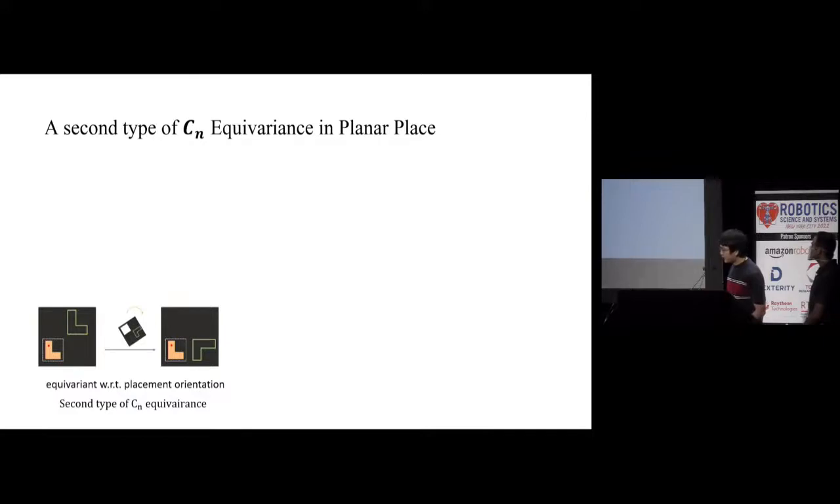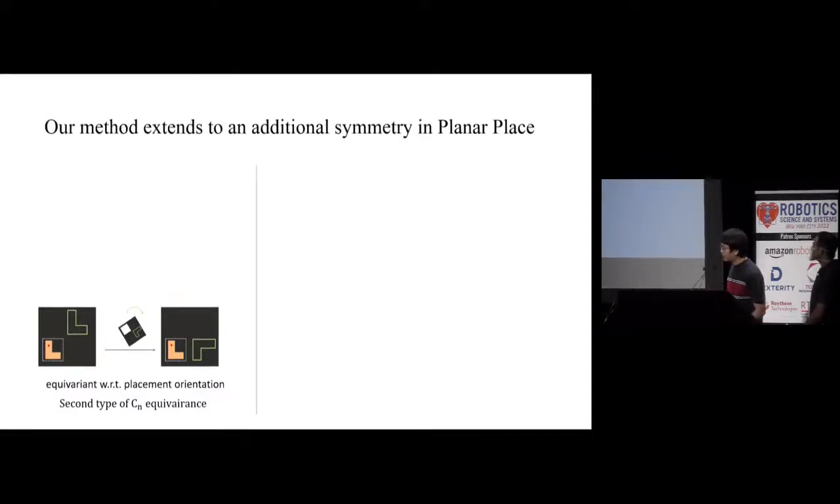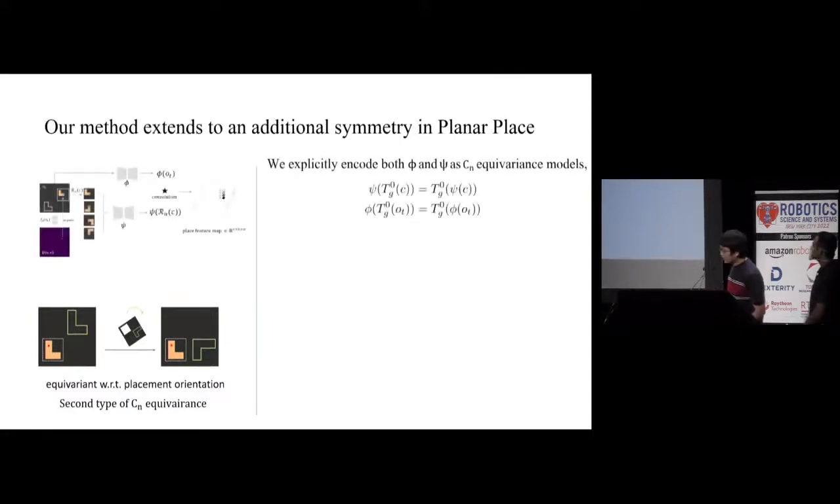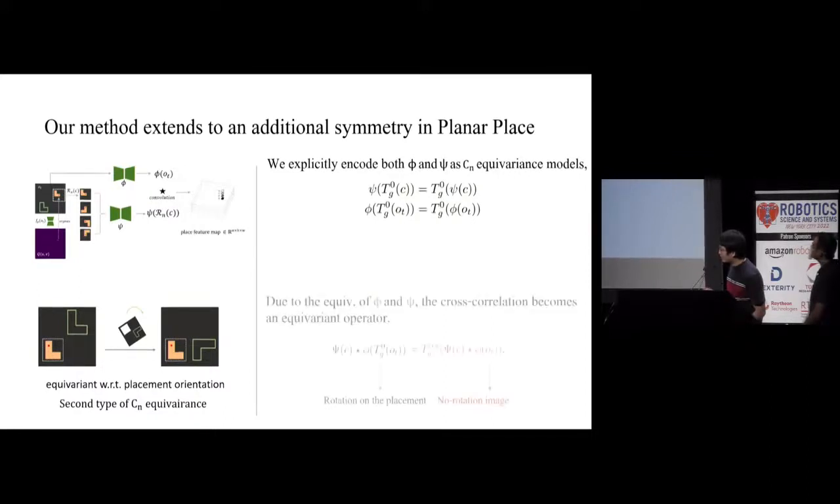How could we add the second type of equivariance to our model? The operation is simple. We explicitly encode both the phi network and the sign network as CN equivariant models. We also make our pick network equivariant, as highlighted in green. Specifically, rotations on the input are equivariant to rotations on the output. Due to the equivariance of both phi and sign, cross-correlation becomes an equivariant operator. It means rotations on the placement can be transformed to the no-rotation image equivariantly.